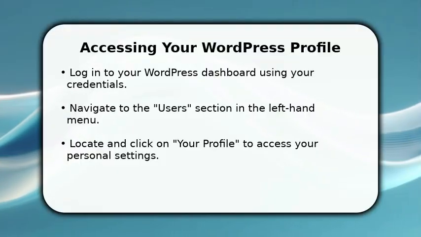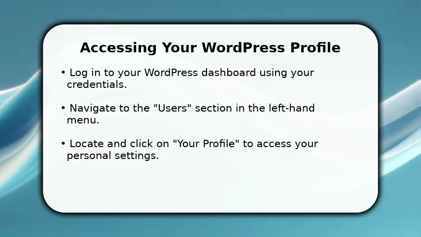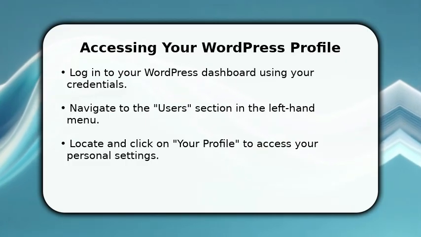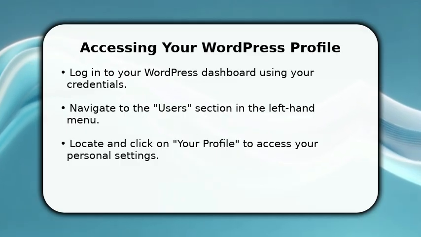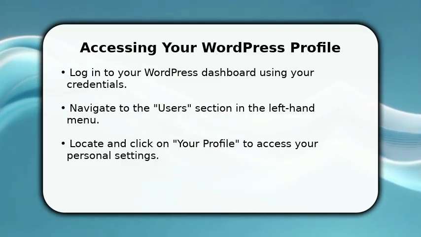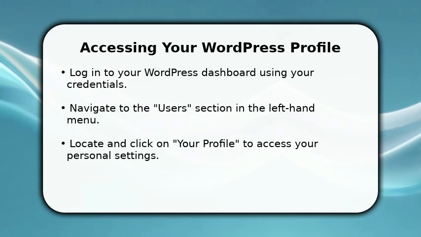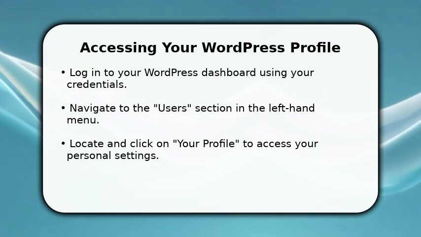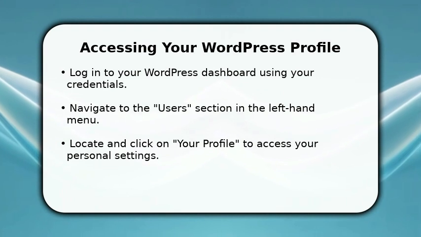In this video, I will explain how to get your WordPress profile link. First, log into your WordPress dashboard using your unique credentials. Once inside, navigate to the Users section located on the left-hand menu. From there, select your profile to access all your personal settings and information. This initial step is crucial for finding and managing your public presence on your WordPress site. It takes just a few moments to get started.